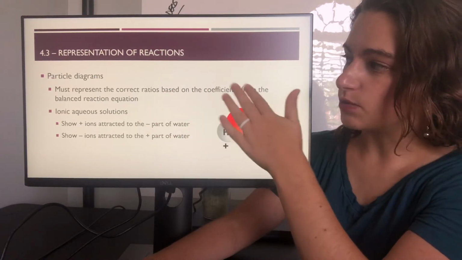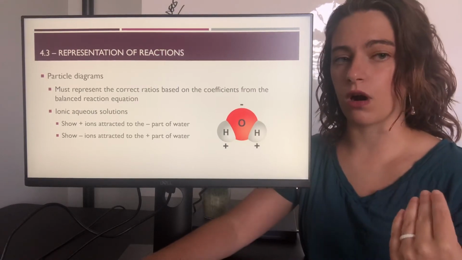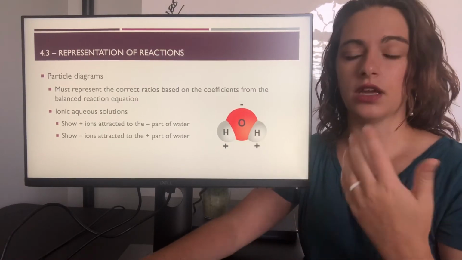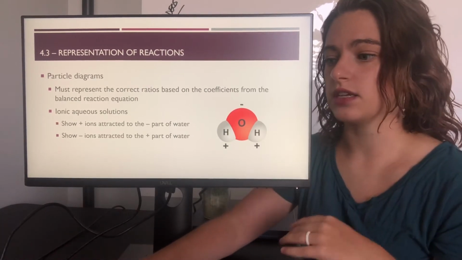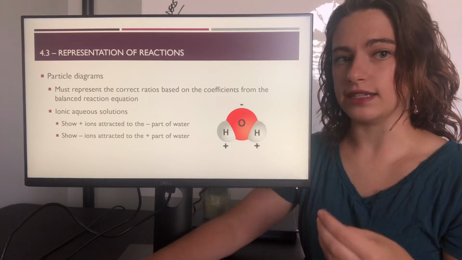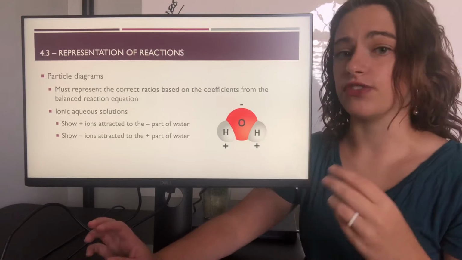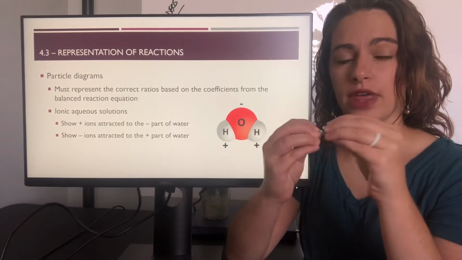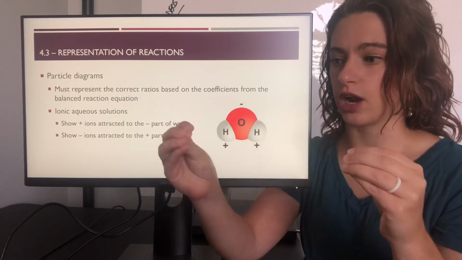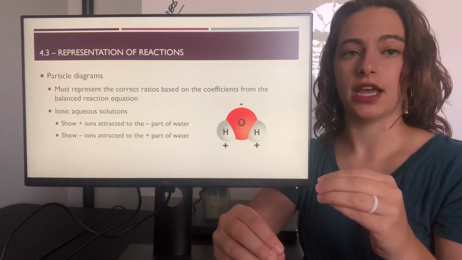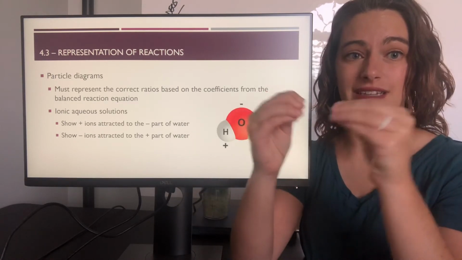And when we draw these, we have to represent the correct ratios. Based on the coefficients, you can't have more particles after than you started with. You can't have more before than you end with. So you have to have balanced on both sides. You also have to show what's happening. You can't just draw random particles and call it good. If they're connected, if it's a solid, you have to show them connected to each other as a solid. So if we go back to our previous reaction, if you have a silver and a chloride ion and they're stuck together, they need to be stuck together.